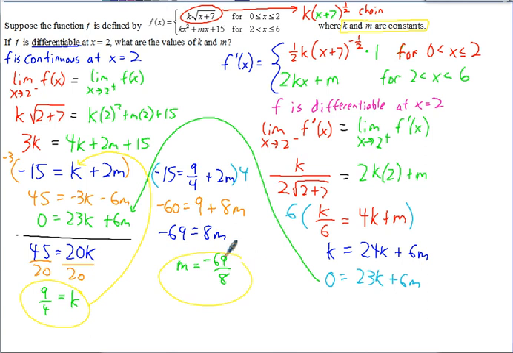So those are the constants. If we were to substitute in for k and m back into this equation here, it would make it not only continuous at 2 at the breakpoint, it would also make it a nice smooth transition at 2, because the slopes from the left and the right are also equal, the derivatives.